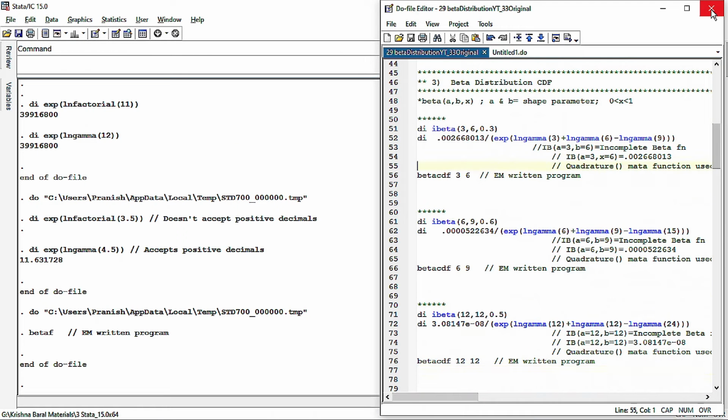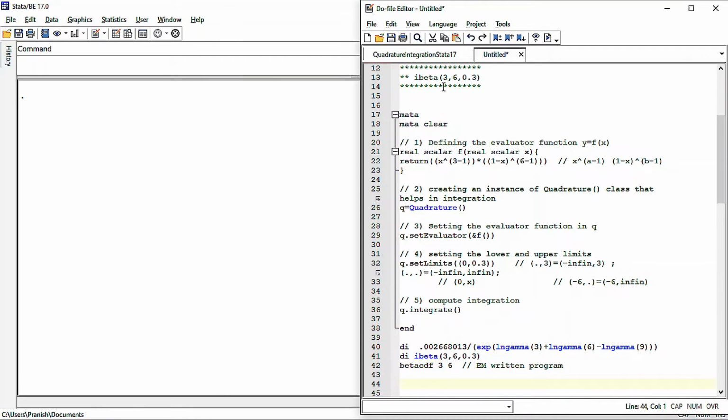We'll calculate the CDF of the beta distribution for these three examples over here, and we will use the quadrature class in Mata, and let us calculate it. I'm going to use Stata version 17 for that. The quadrature class is supported from Stata 16 onwards.